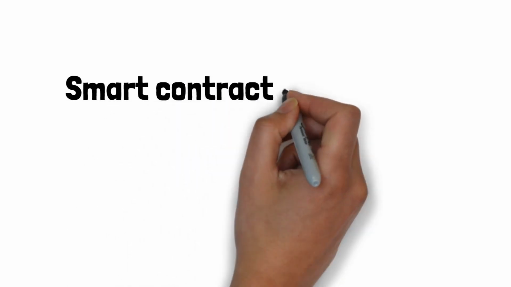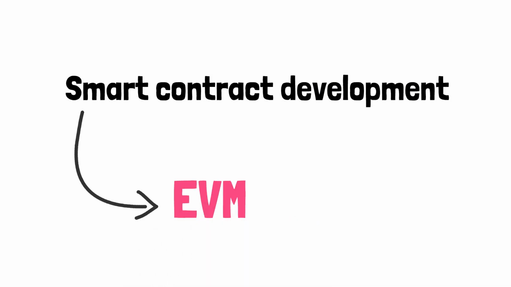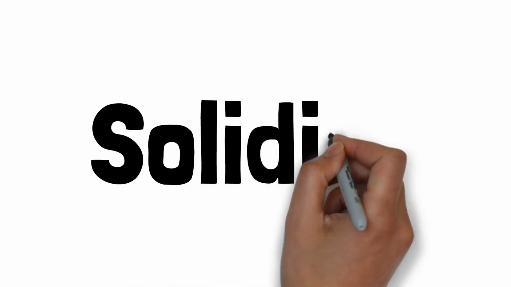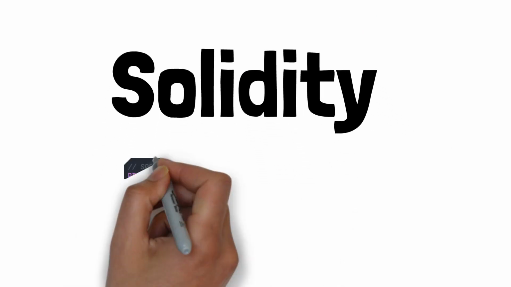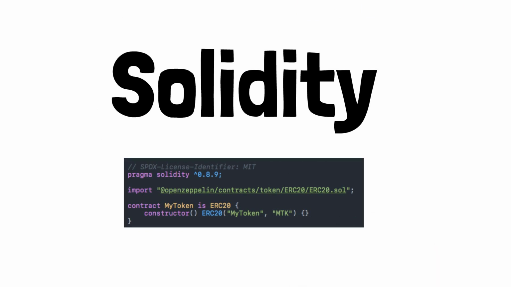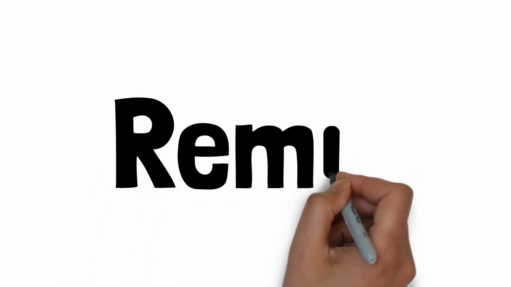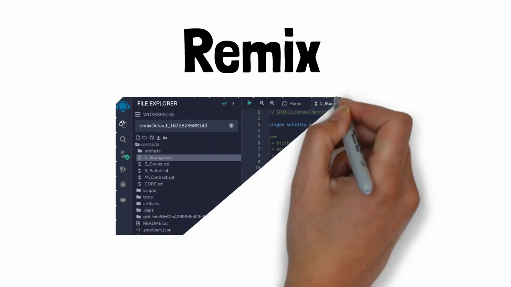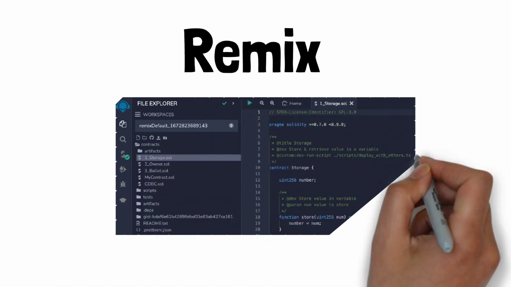All right, so after learning the blockchain technology, the next step is to learn smart contract development. For that, you will need to understand the Ethereum Virtual Machine, or just EVM. That's the part of Ethereum that executes the smart contracts. Next, you will need to learn Solidity, the programming language for smart contracts. It looks like JavaScript, but don't let it fool you, it's very different. I suggest that you use Remix to experiment with Solidity. It's an easy-to-use Solidity IDE accessible in your browser.